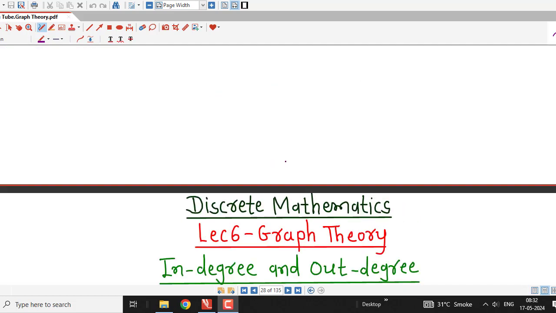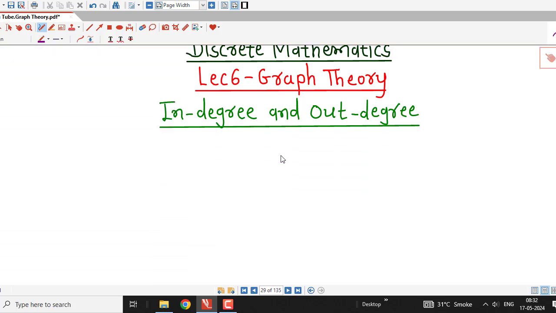We have understood the definition of the degree of a vertex in an undirected graph, and we know that the degree of a vertex in an undirected graph is the number of edges incident with that vertex, or the number of edges meeting or ending at that vertex. But in a directed graph we have directed edges, so we have an in degree and an out degree for each vertex.